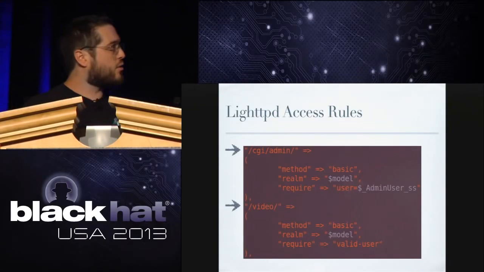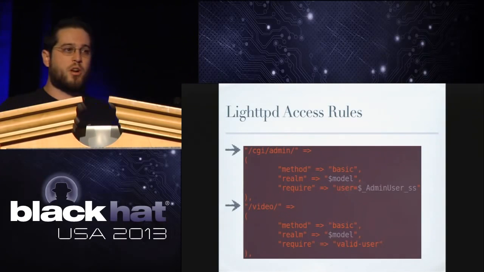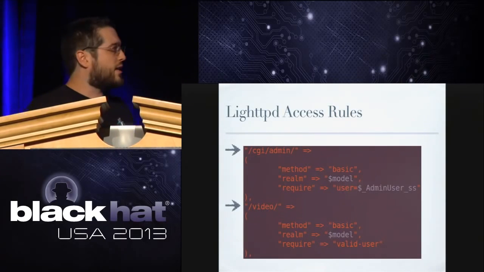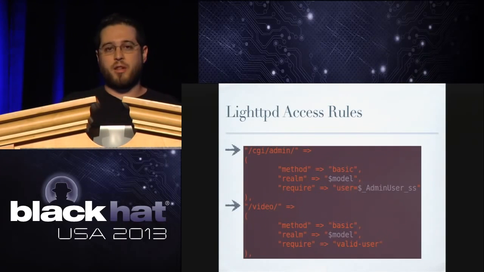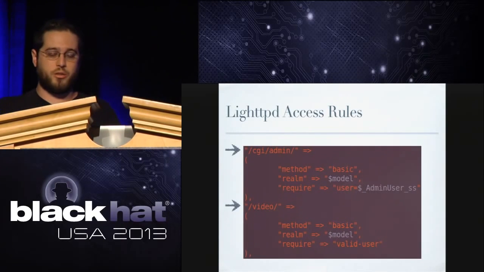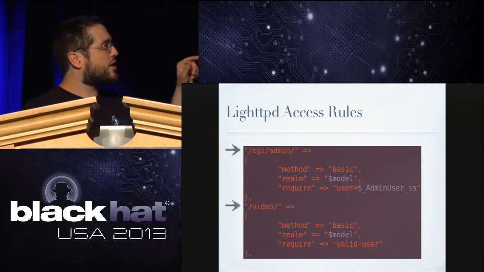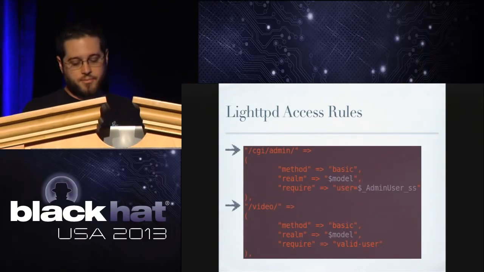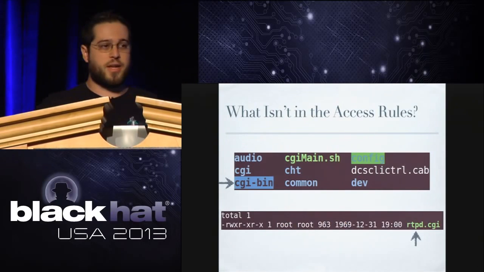So you can see here that if you wanted to get to anything in the cgi-admin directory, you have to be logged in as an admin. If you want to get to anything in the video directory, you can be any user, but you do have to be authenticated. You do have to be a valid user. So they had entries for every single directory in their web interface, except one. They did not have an entry for cgi-bin.